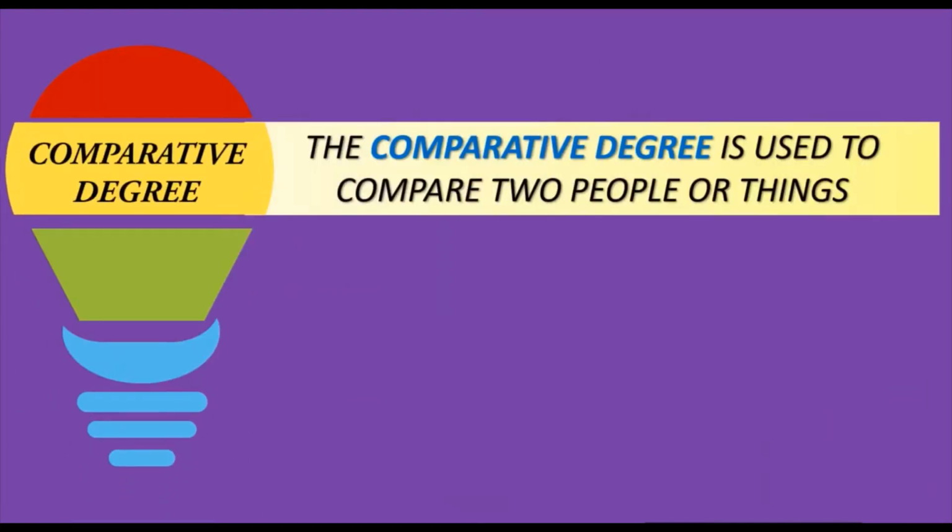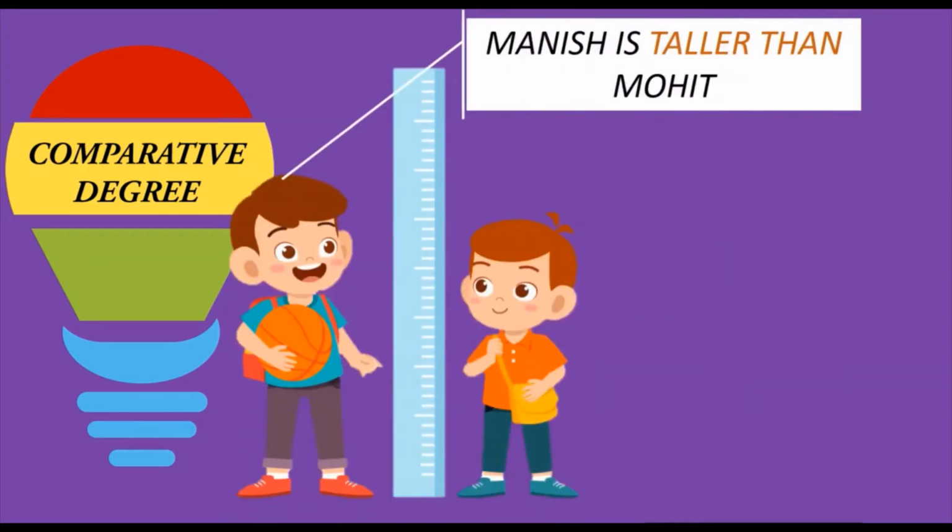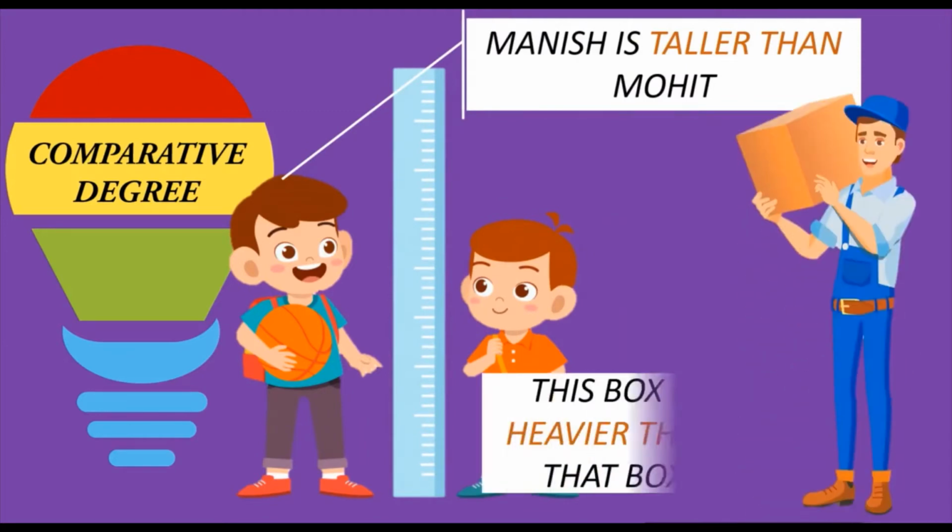The comparative degree is used to compare two people or things. So, in a comparative statement, we add ER to the simple form of adjectives to change them to comparative degree. And the comparative degree is often followed by the word than. For example, Manish is taller than Mohit. This box is heavier than that box.